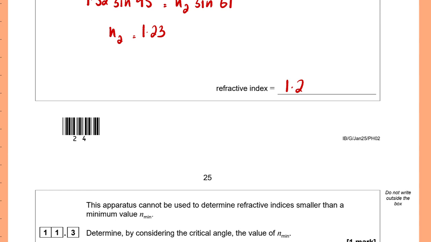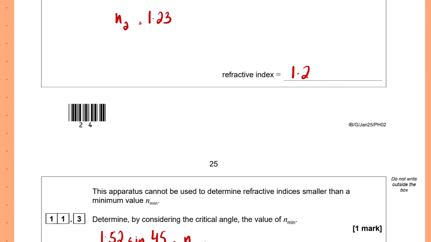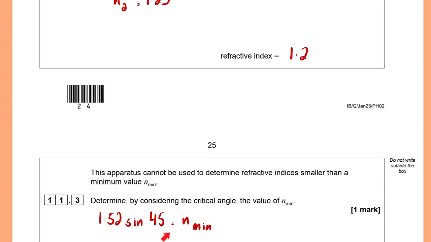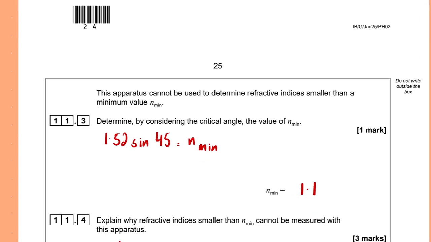Okay, so what would be my n min is, if I think about the critical angle, is when at a certain value of the refractive index, this just becomes like this, so that this angle, the angle of refraction, becomes 90 degrees, right? So I would say that n1, which is 1.52, sine the critical angle, which would be 45, equals n min, and usually I would write times sine 90, but because it's a critical angle, we know the angle of refraction is 90, so sine 90 is 1. From here I find n min, which turns out to be 1.1.